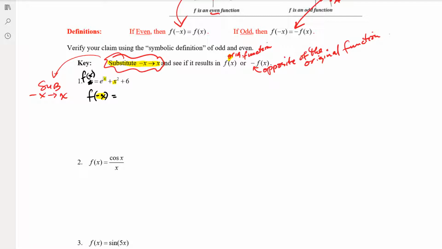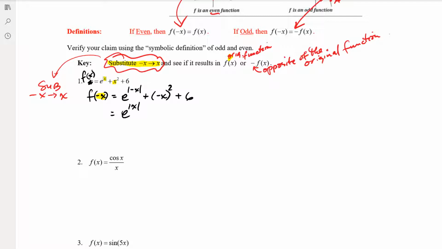So this f of negative x is equal to e to the absolute value of negative x, because I have to substitute negative x in there, plus negative x squared, because this is a squaring function, plus 6. And now I have to simplify it. The absolute value of negative x is just the same as the absolute value of x, because when you take the absolute value of a negative, it's going to be positive. So this is the same thing.